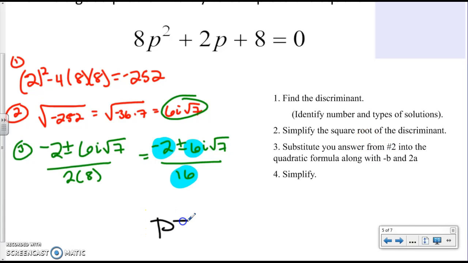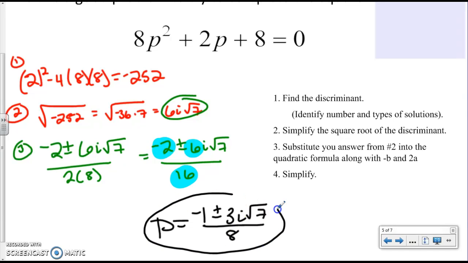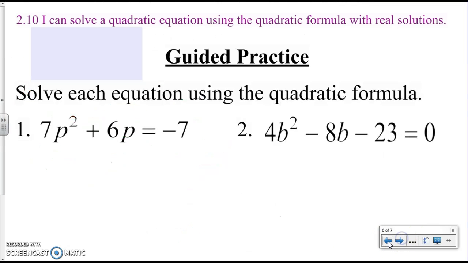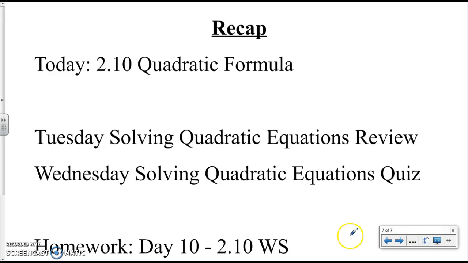So I'm going to get p equals, if I divide by 2, I get negative 1. 6 divided by 2 is 3. And 16 divided by 2 is 8. So there's my reduced solution. Go ahead and try these next two problems, and then you can go ahead and work on your work.